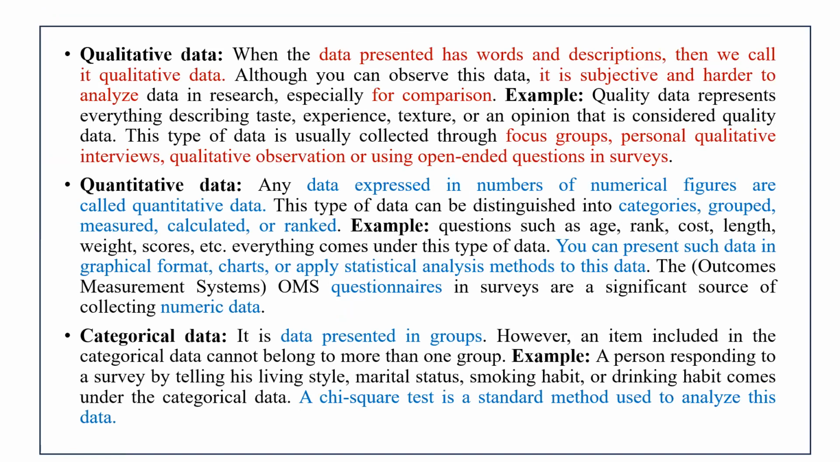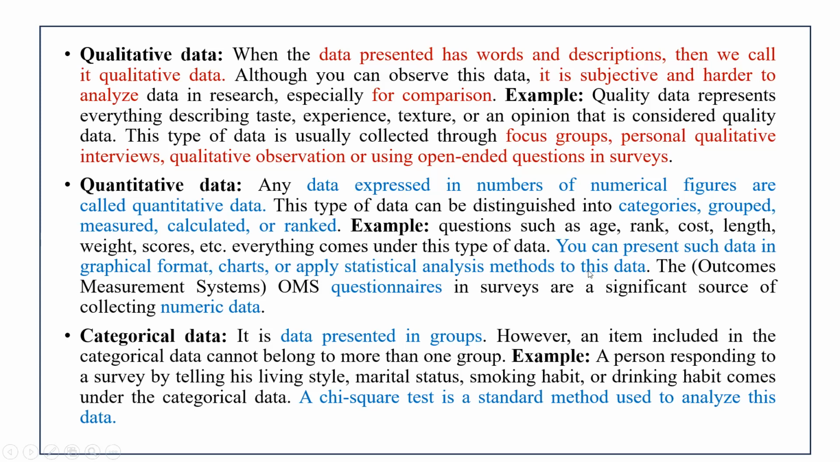Now the main data types, and then we will see how they get analyzed. The first one is qualitative data. When the data is presented in words or description, it is called qualitative data. It is always subjective and harder to analyze, but you can especially use this data for comparison. Examples are focus groups, personal qualitative interviews, qualitative observations, or open-ended questions in a survey. Those are the best examples of qualitative data.